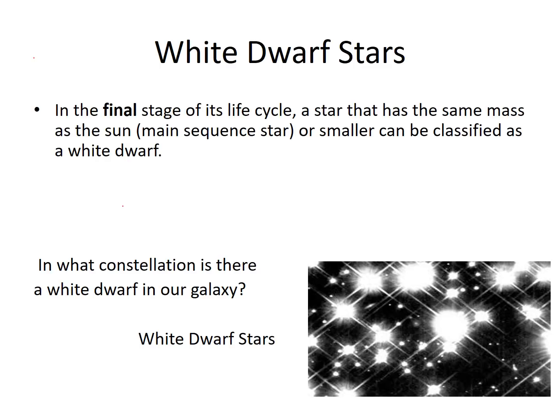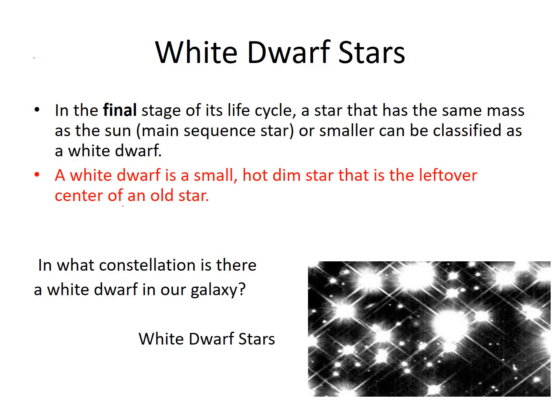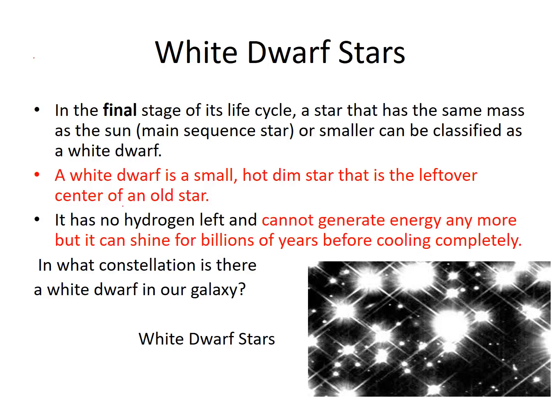In the final stages of its life cycle, a star that has the same mass as the sun, which is again a main sequence star, or smaller, can be classified as a white dwarf. A white dwarf is a small, hot dim star that is the leftover center of an old star. It has no hydrogen left and it will not generate any more new energy, but it can shine for billions of years before cooling completely.